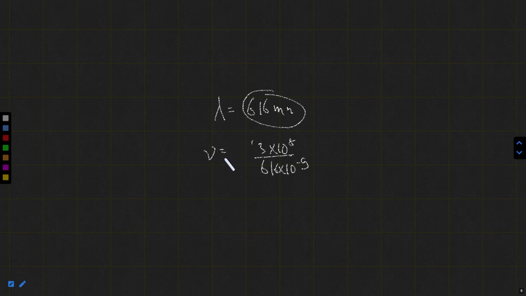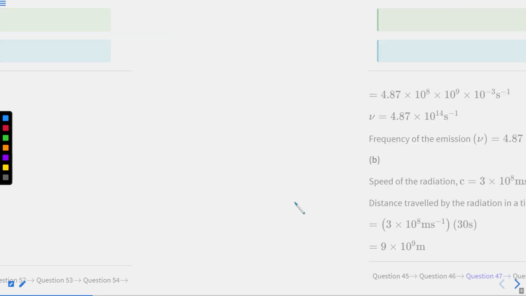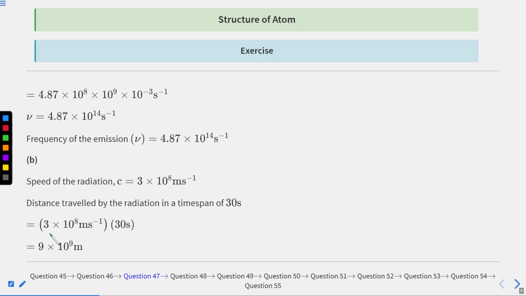Now the time is mentioned as 1 second. In 1 second, this much distance is covered. Now in 30 seconds, how much distance will be covered? So 30 multiplied by 3 into 10 to the power 8 would give us 9 into 10 to the power 9. Clear? It is written here also, 9 into 10 to the power 9.